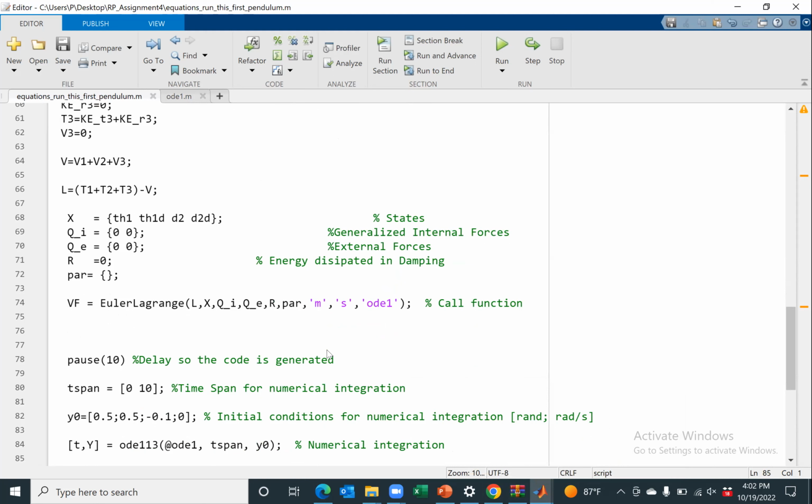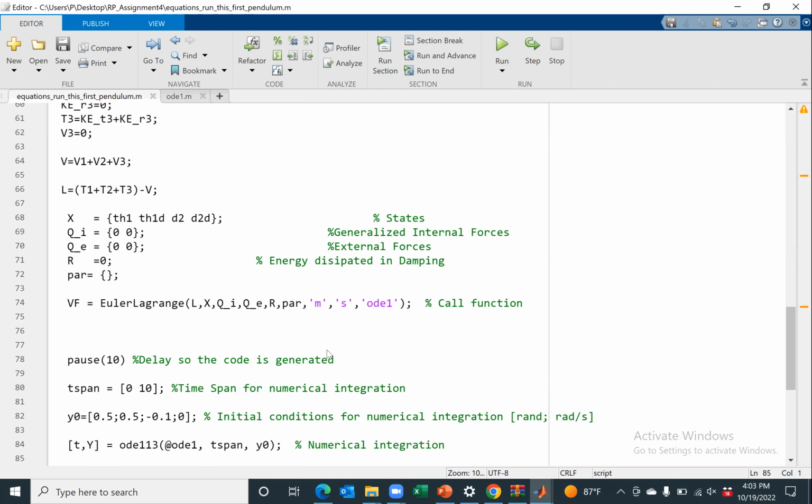So next part from here onwards is solving the differential equation using numerical solvers. Remember the first assignment, solving ODEs with MATLAB. That's exactly what's happening. I'm solving the ordinary differential equation that we generated using MATLAB. T-span stands for time. I'm going to integrate the equation from time t equal to 0 to time t equal to 10. So 0 to 10 seconds.